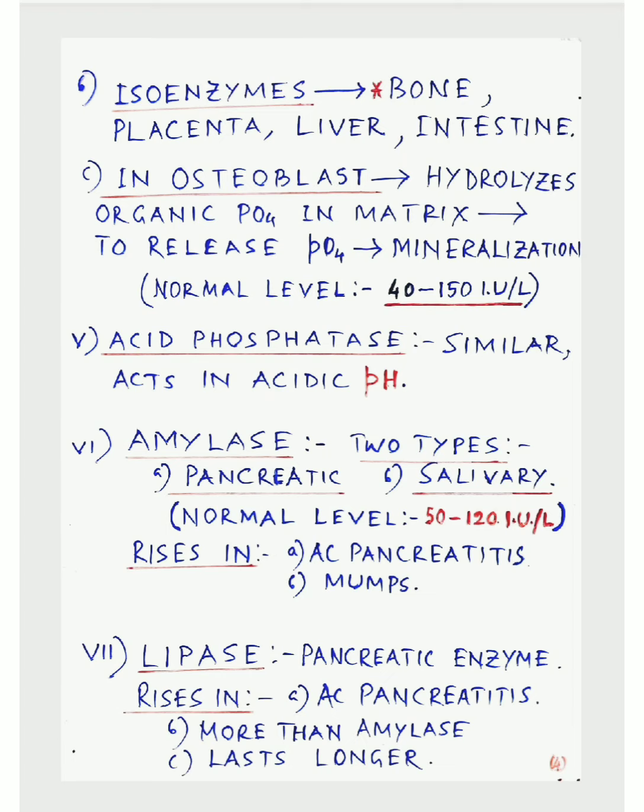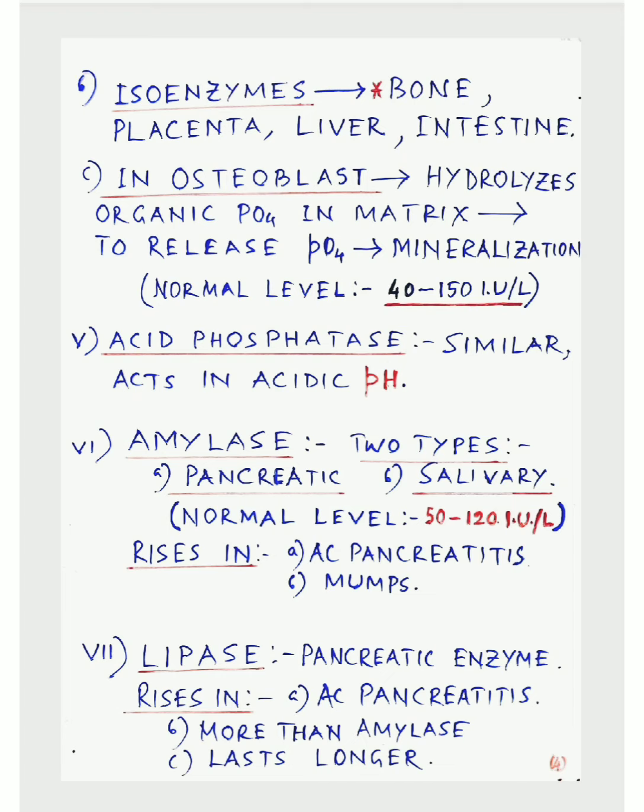Placental isoenzymes increase in pregnancy. The bone isoenzyme is present in maximum concentration, that is 50%, and increases in growing children and diseases of bones like rickets, osteomalacia, and cancerous infiltration of bones.